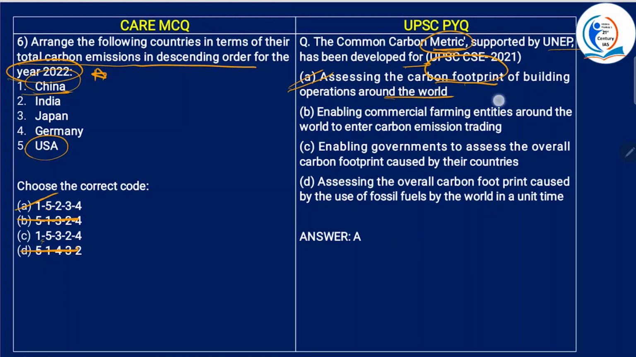Now, what is carbon footprint? It is the total amount of greenhouse gases that are generated by our actions. That is carbon footprint. Measuring that, the common carbon metric is one method. So A is correct.